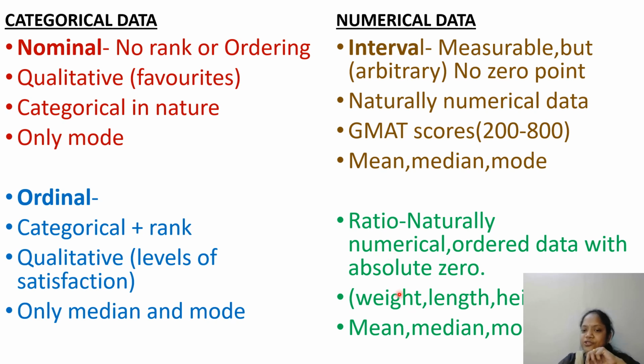Then ratio, naturally numerical, ordered data with absolute zero. Okay. Then weight, length, height, we can find it. Examples: mean, median, mode. All three, we can do it. Next.